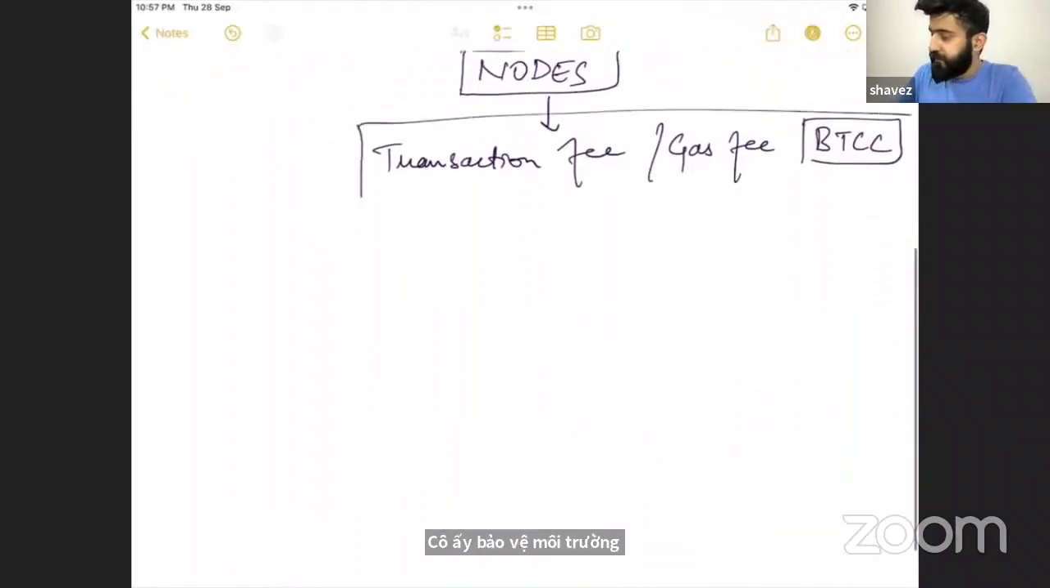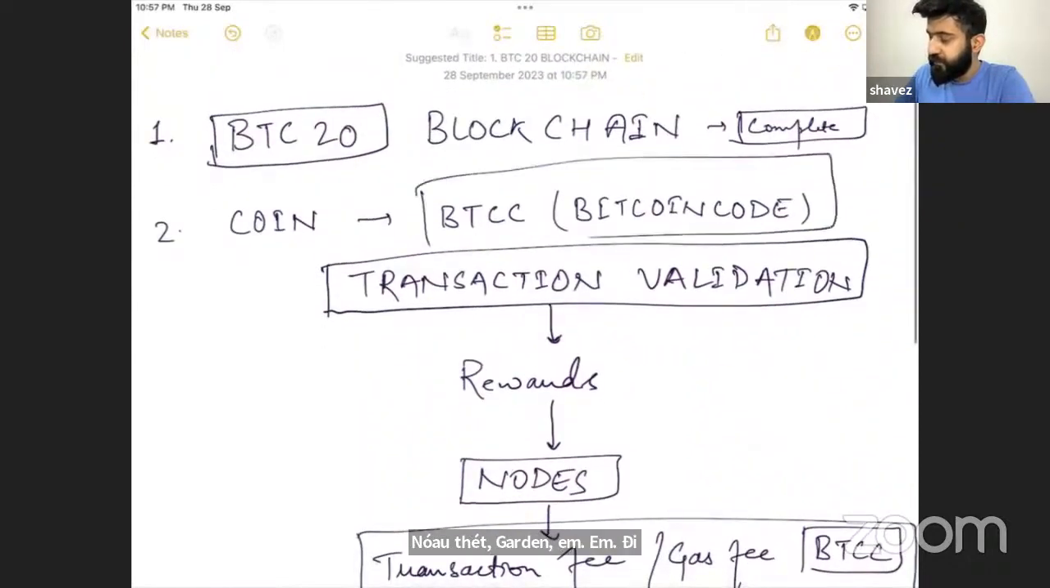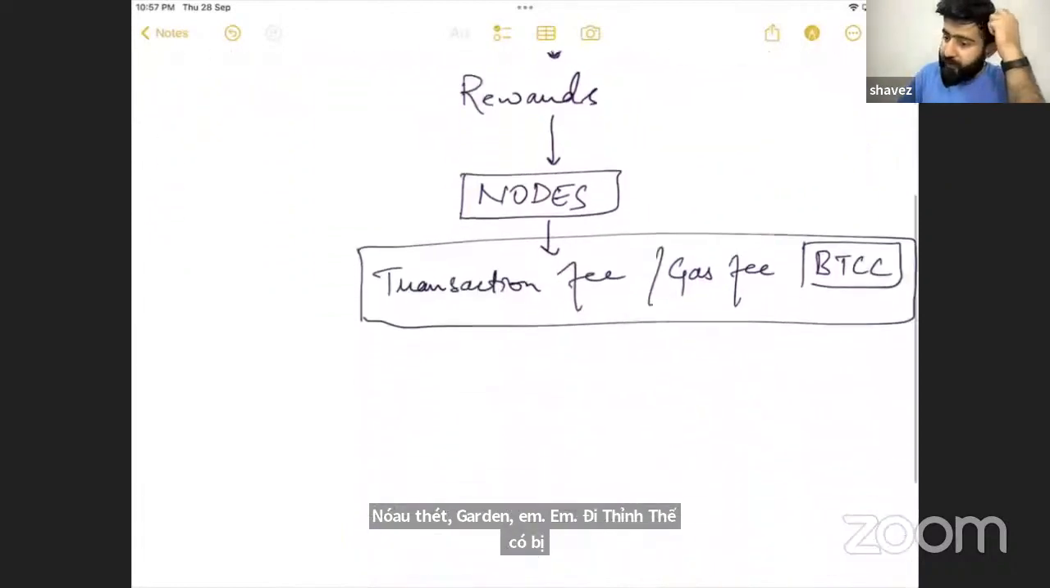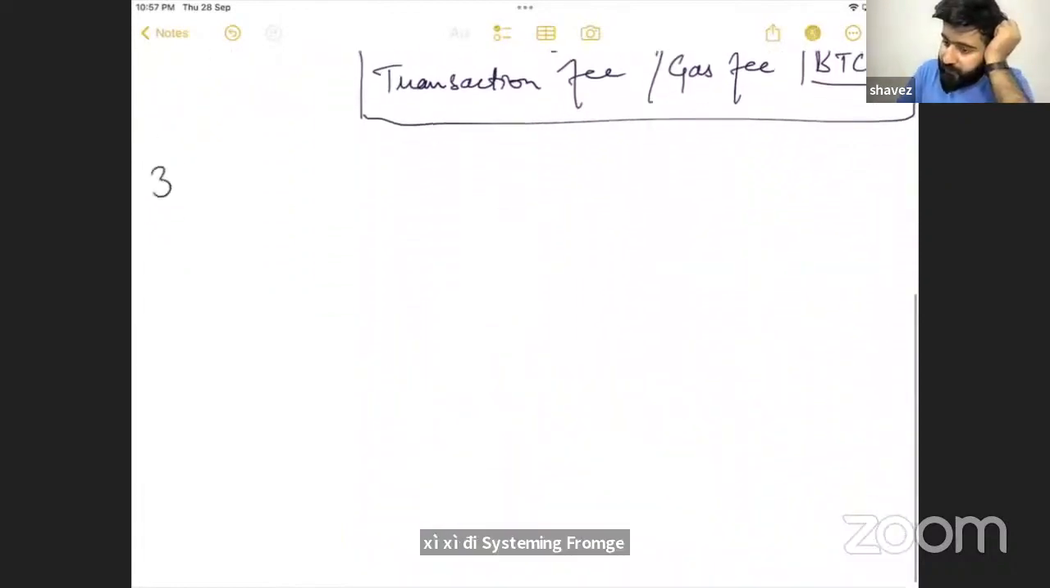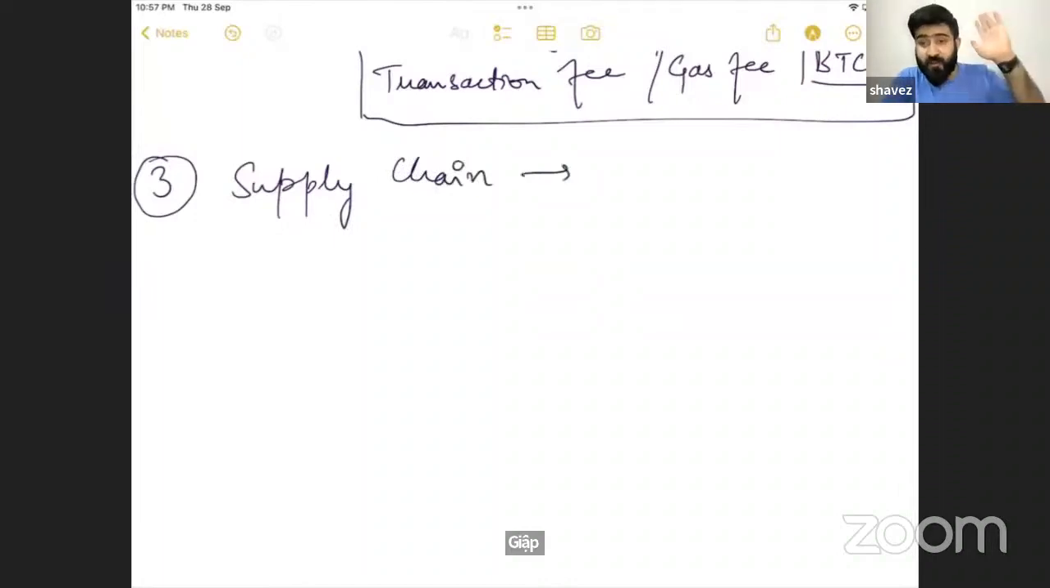Now this gas fee and everything, because BTCC, this is coming from where? The third component is supply chain.